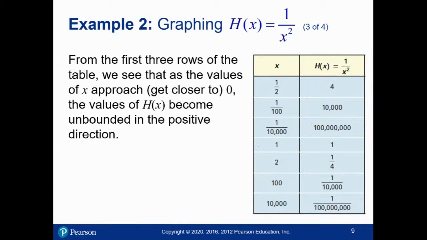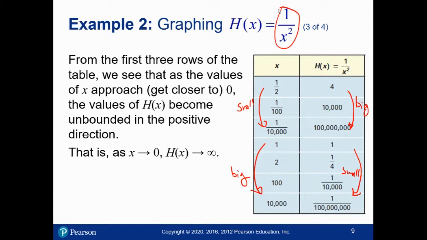Okay. So what you can observe, if x is very small, the output is getting really, really big. Conversely, if x is really, really big, the output is really, really small. This is a general phenomenon of 1 over something. 1 over a big number is small, but 1 over a small number is big.